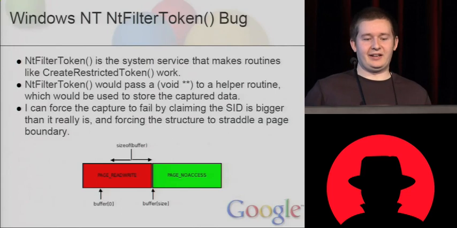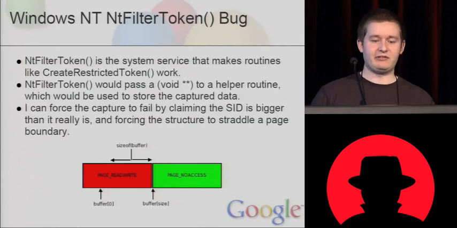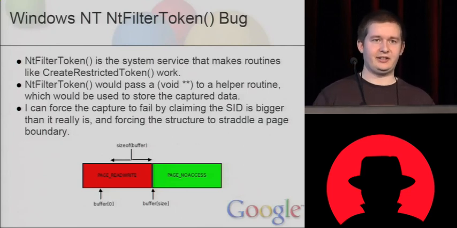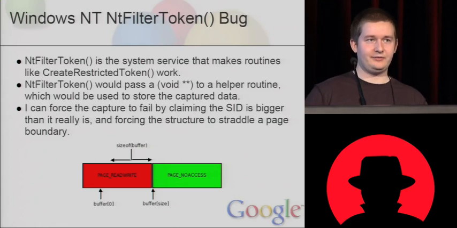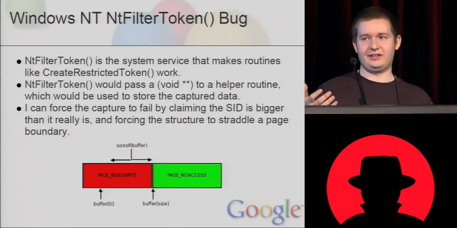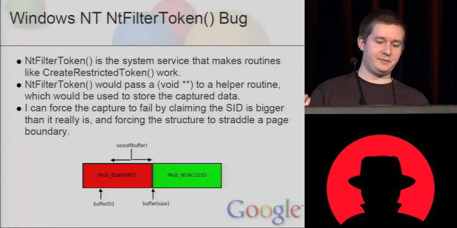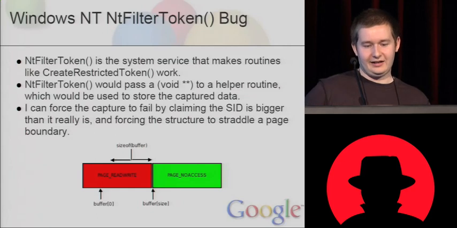NtFilterToken is the backend system service that makes the Win32 API CreateRestrictedToken work. How NtFilterToken works is that it would be passed a pointer to a helper routine that would try to capture all the complex SID data that it needed. But we can force this to fail. We can make a check pass that says the data is present by starting the structure on a present page, and then saying it spans across a page boundary to a no-access page. So we can cause some unusual error conditions like this, by making this structure straddle a page boundary.